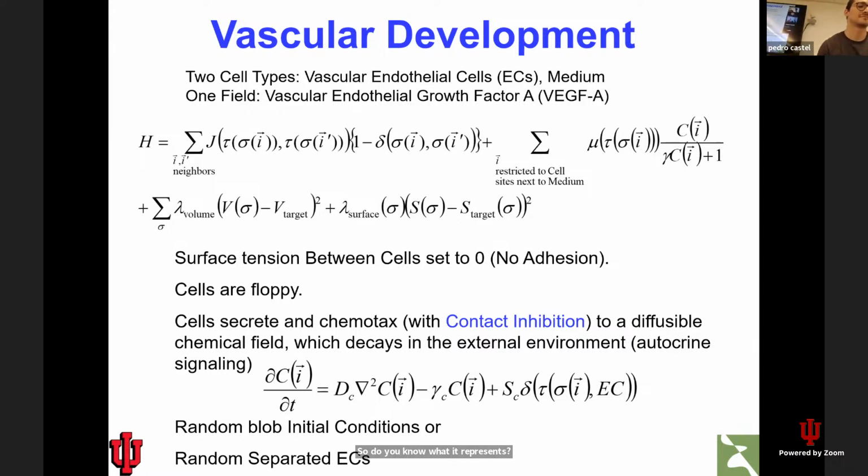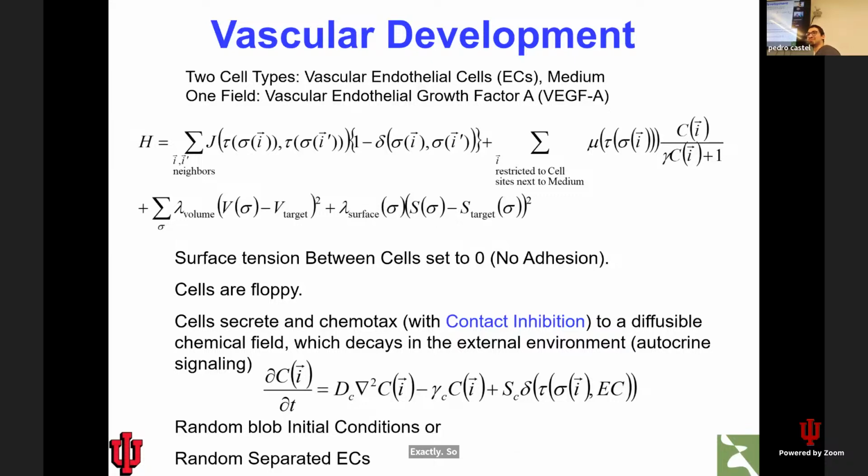So do you know what it represents? Whether the cell at that location is an endothelial cell or something else? This is what delta is doing. If the cell at that location is an endothelial cell, delta is 1. Then it multiplies by a constant, S, and you sum that to everything else, which means you're adding to the field. Exactly.